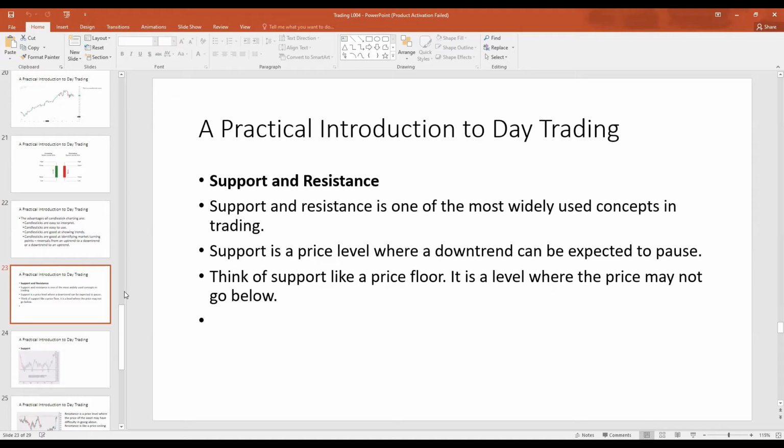Candlestick charts can also be used to highlight possible areas of support and resistance. Now, these terms may sound technical, but they are not very technical. Support and resistance is one of the most widely used concepts in trading. Support is a price level where a downtrend can be expected to pause. Think of support like a price floor. It is a level where the price may have difficulty going below. Let me show you.